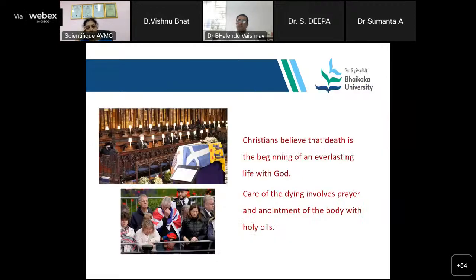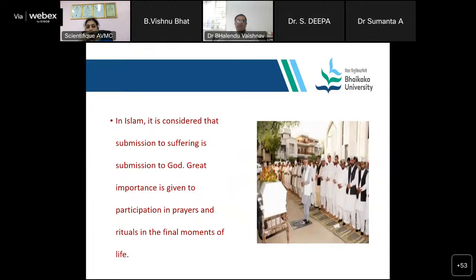The Christians believe that death is the beginning of an everlasting life with God. And care of the dying involves prayer, mass prayer, and anointment of the body with holy oils and other activities. In Islam, it is considered that the submission to suffering is submission to God, and great importance is given to participation in prayers and rituals in the final moments of life.